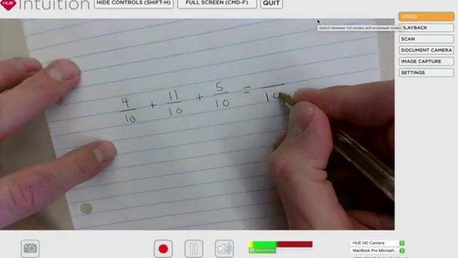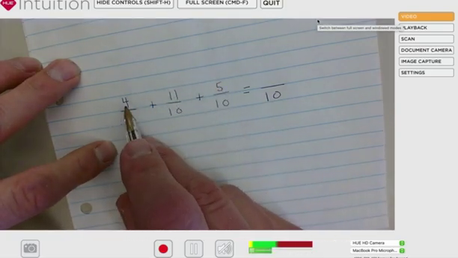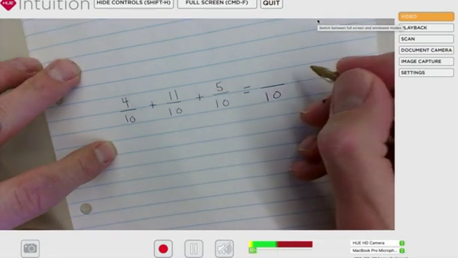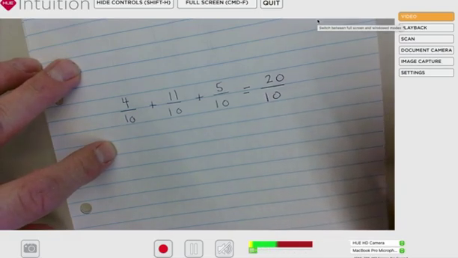The bottom number stays the same. So far, so good. And again, you can add these in any order you wish. 4 plus 5 is 9. 9 plus 11 is 20. Well, I think this is going to be a little bit different.